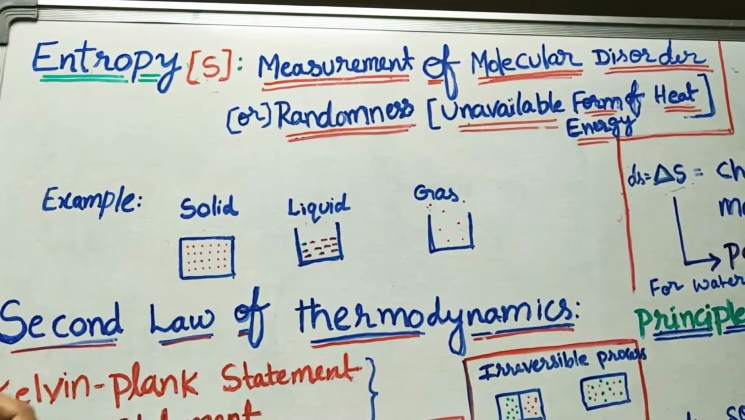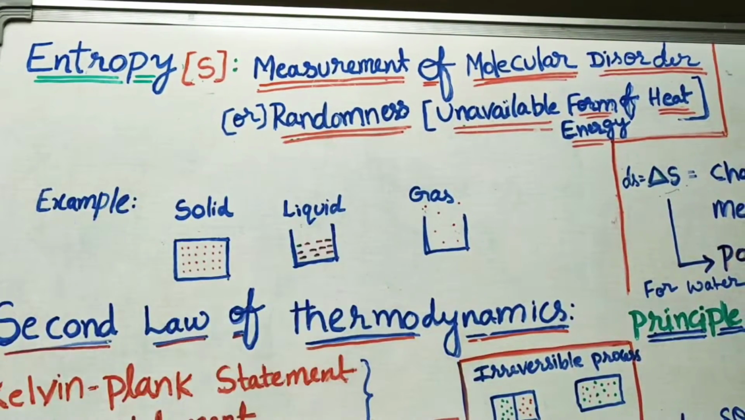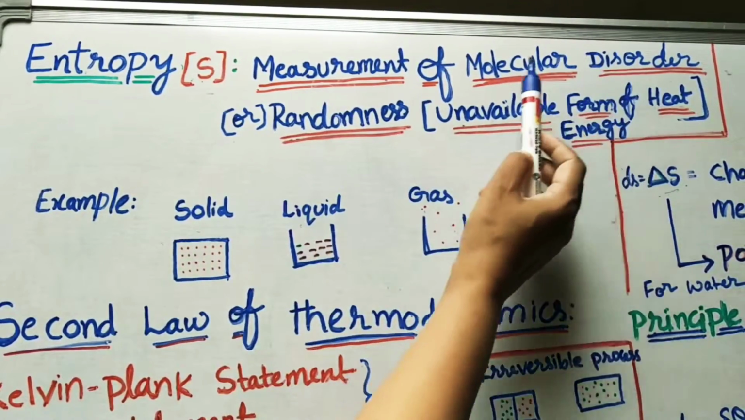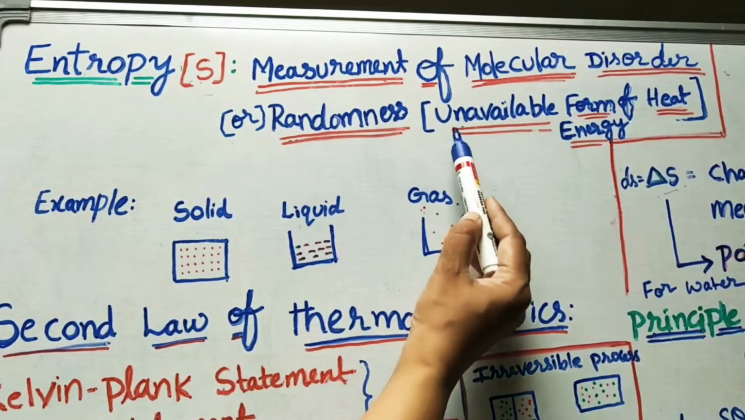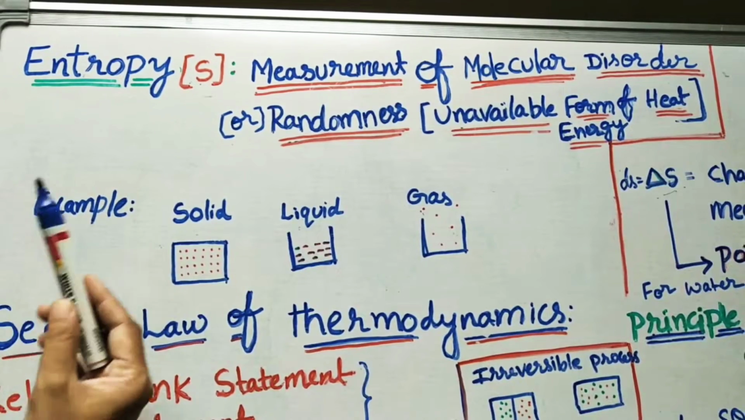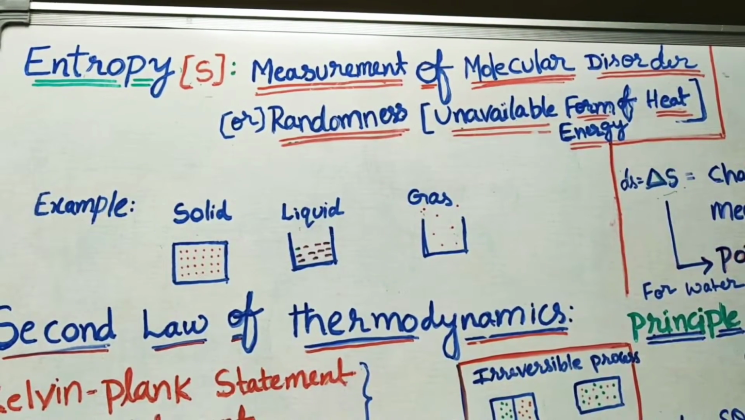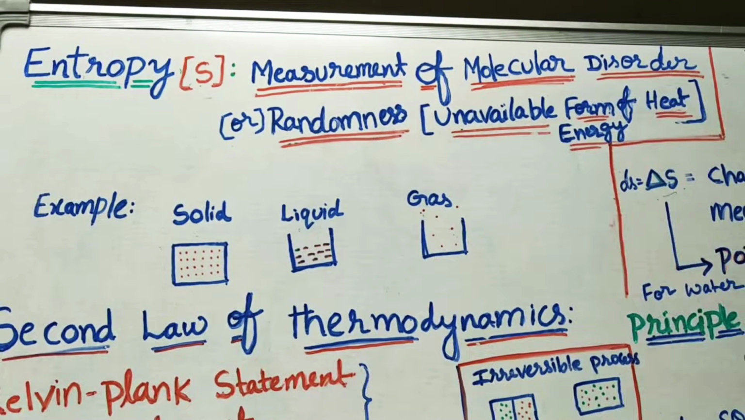What is entropy? It is a measurement of molecular disorder or molecular randomness. Entropy will measure the disorder or randomness of the molecules. And another definition is it is unavailable form of heat energy. So first we will discuss measurement of molecular disorder. If in a given system molecules are not in order, that is, in disorder, then we can say that system has more entropy.